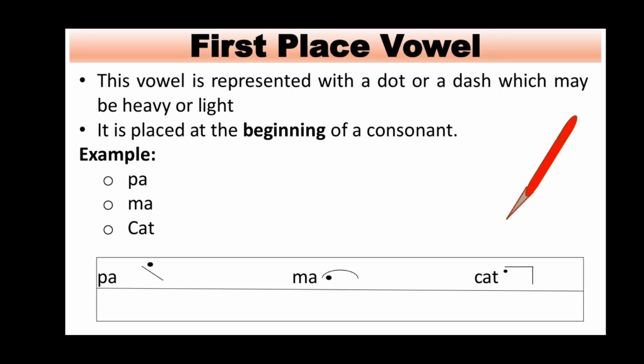So if we look at the three words, pa, ma, cat, we can see that all their outlines did not touch the line. The P did not touch the line, the M did not touch the line, and the cat, K T, did not touch the line, because they are first place vowels. First place words are placed above the line, while their vowels are placed at the beginning of the outline.